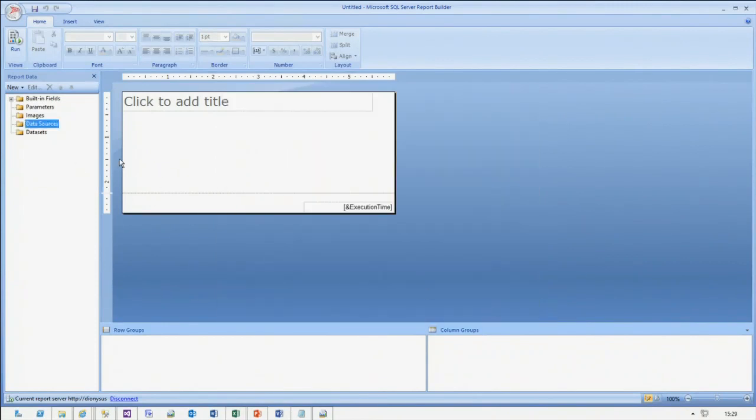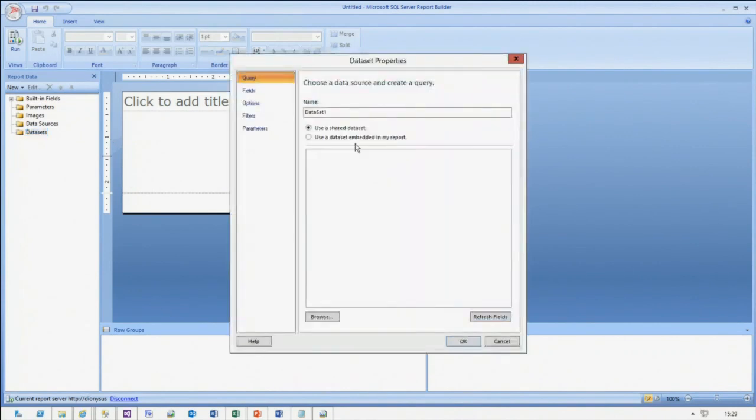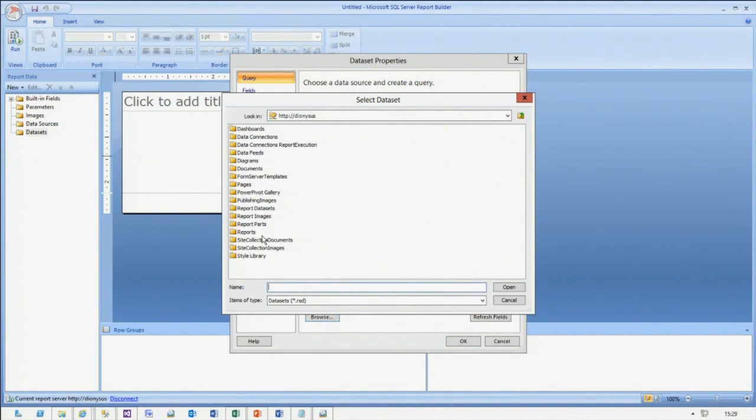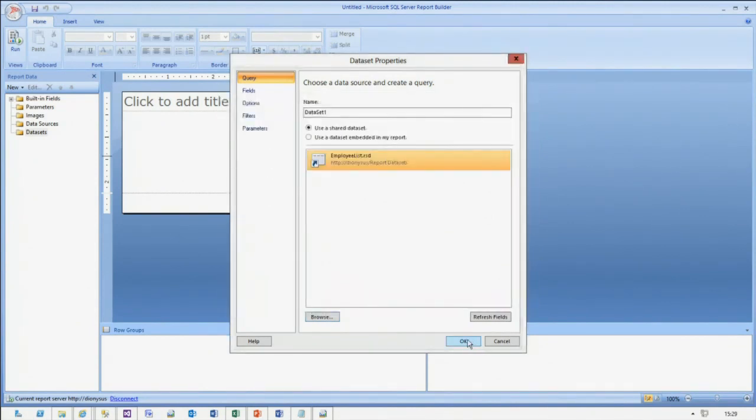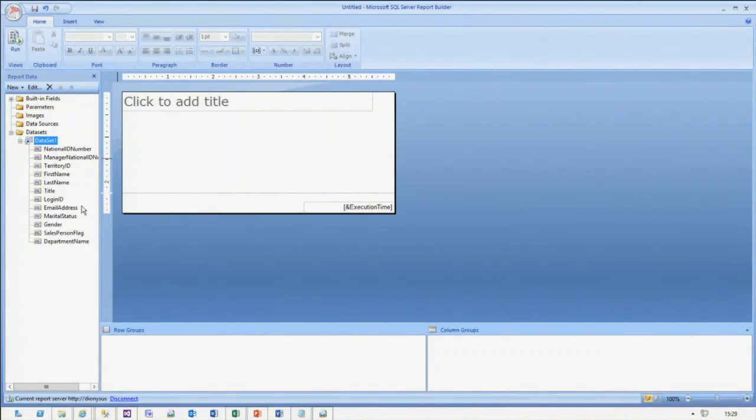Or, because I need to create a report about employees, I just add a data set, and then I browse for the shared data set. And the rest is just a layout and representation of that data.